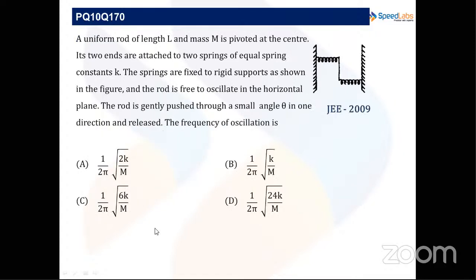A uniform rod of length L and mass M is pivoted at the center. Its two ends are attached to two springs of equal spring constant K. So this spring constant is K, and this one is also K. The springs are fixed to rigid supports as shown in the figure. The rod is free to oscillate in the horizontal plane. The rod is gently pushed through a small angle theta in one direction and released. The frequency of the oscillation is, so let us just rotate this by theta.